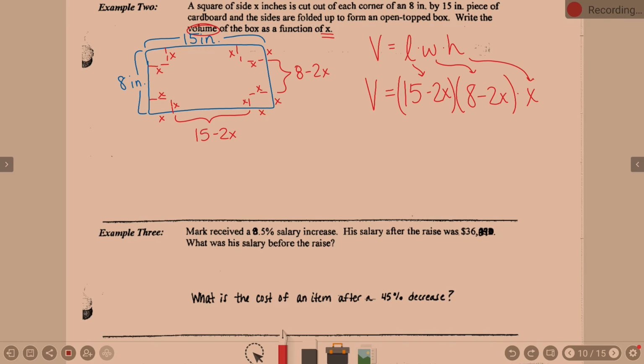We could FOIL this and distribute it all together. Or, depending on what they want, you could leave it like that. I have it like this in my notes. If they want it multiplied out, obviously, you would multiply it out, right? Ew, no, I don't want to multiply it. Well, and here's the deal, guys. If you multiply it out, you have to FOIL these two and then distribute the x in the end, was what I would say.